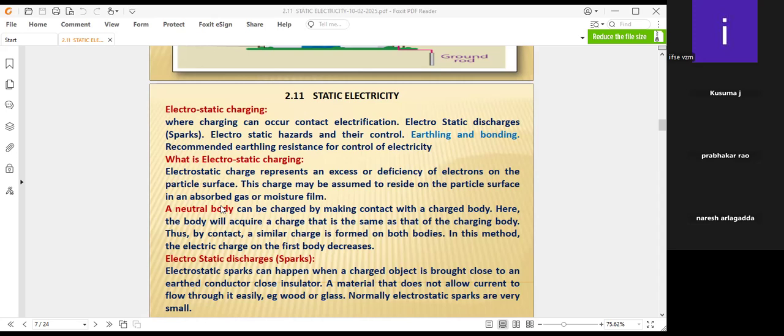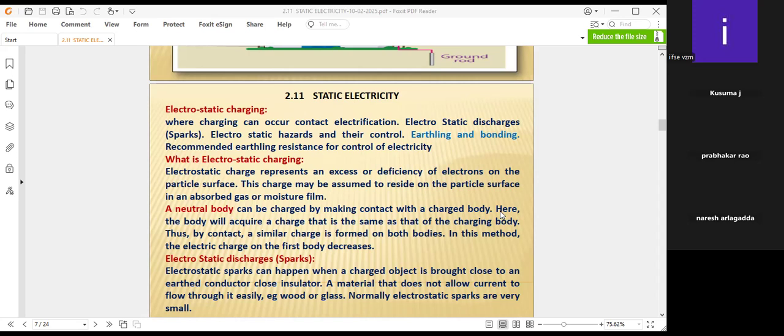There the electricity source is not there. Until then it is called a neutral body. A neutral body can be charged by making contact with a charged body, for example. One side is a neutral body, another is a charged body. If the charged body is nearer to the neutral body, definitely the neutral body is affected by the charged body.